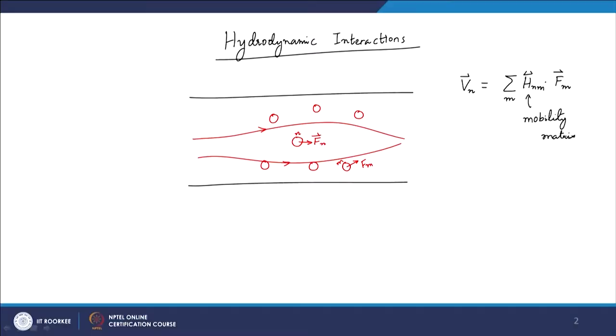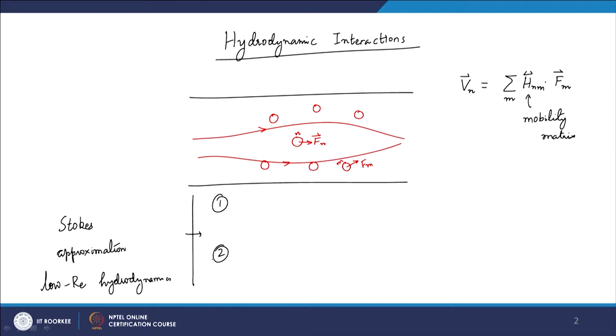So the approach we are going to follow, as we already hinted, is we are using the Stokes approximation, or low Reynolds number hydrodynamics, that essentially is based on two key ideas. The first idea is that we assume that the fluid is incompressible, and for that we have the continuity equation del dot V is equal to 0, or in Einstein notation, ∂/∂r_α V_α is equal to 0.